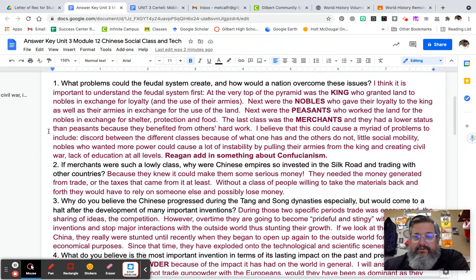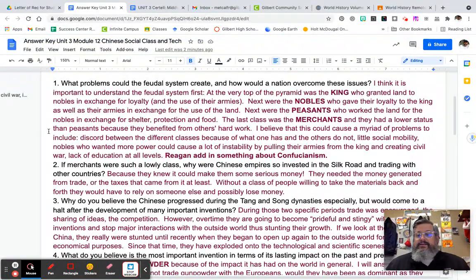And at the very bottom, you're going to have the merchants. They had the lowest status because they benefited from others' work. That's why they were put so low. They weren't poor by any means. They made money, right? So it's interesting to note that this social class isn't just based on money. It's based on position or the job that you do.